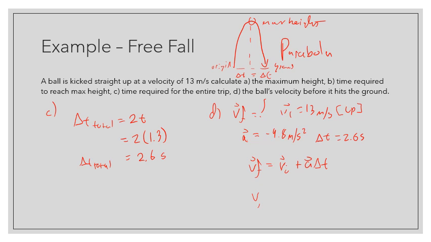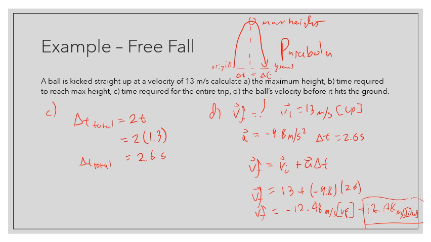So that means that Vf is equal to 13 plus negative 9.8 times 2.6. So Vf is equal to negative 12.48 meters per second up. So it's also equal to 12.48 meters per second down. So that's how you would approach a free fall question, and that's how you'd use the proper kinematic equations to tackle this.